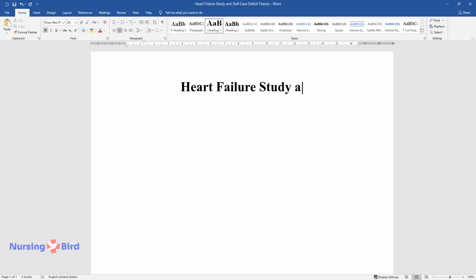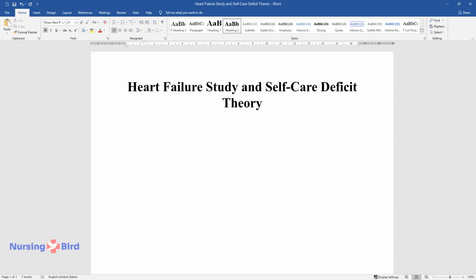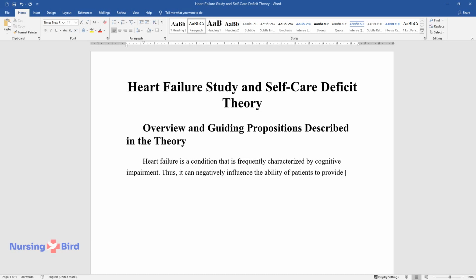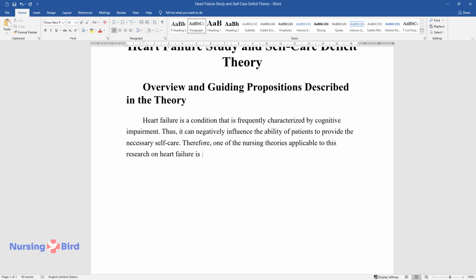Heart failure study and self-care deficit theory. Overview and guiding propositions described in the theory. Heart failure is a condition that is frequently characterized by cognitive impairment. Thus, it can negatively influence the ability of patients to provide the necessary self-care. Therefore, one of the nursing theories applicable to this research on heart failure is Dorothea Orem's self-care deficit theory.